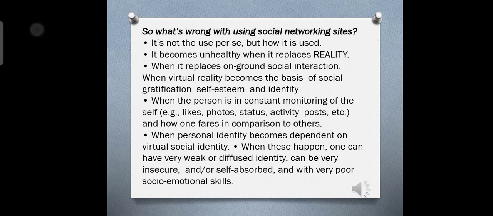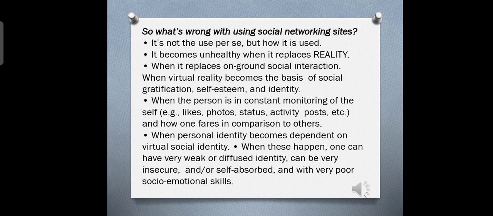Number 4, when the person is in constant monitoring of the self. The likes, photos, status, activity posts, etc. and how one fares in comparison to others. So, kapag masyado na tayong nagmo-monitor sa mga ginagawa natin sa social media, sa mga likes natin, kung ano ba yung mga nare-receive natin na likes, sa status natin, mga activities natin, masyado na tayong nag-check, ganon. Parang yung time natin is nandun lang. Check lang ng check, maybe 24 hours na sa Facebook lang, nag-check lang ng status, mga likes, nagpo-post, ganon. Hindi na siya maganda.